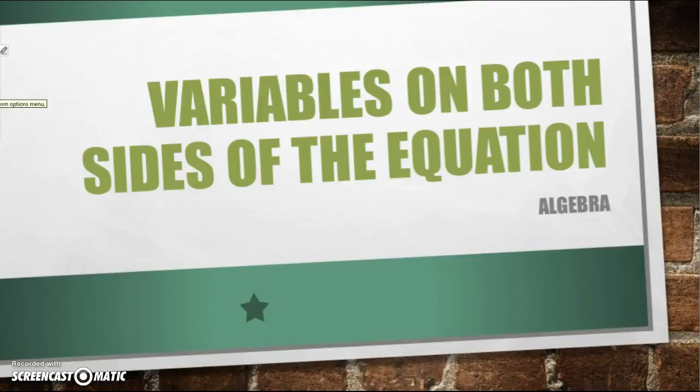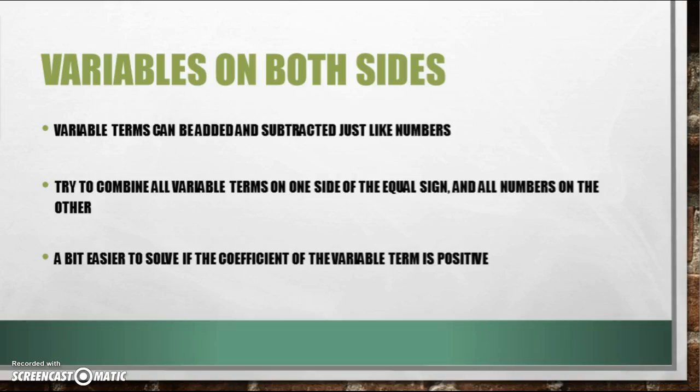Hello, so today we are going to look at simplifying equations where variables are on both sides of the equation. So when you have variables on both sides, you can actually add or subtract variable terms just like you would add or subtract with numbers by adding or subtracting the coefficients. So 3x plus 3x would equal 6x because you add the two numbers in front, 3 plus 3, to equal 6. So these terms can be added and subtracted just like numbers.